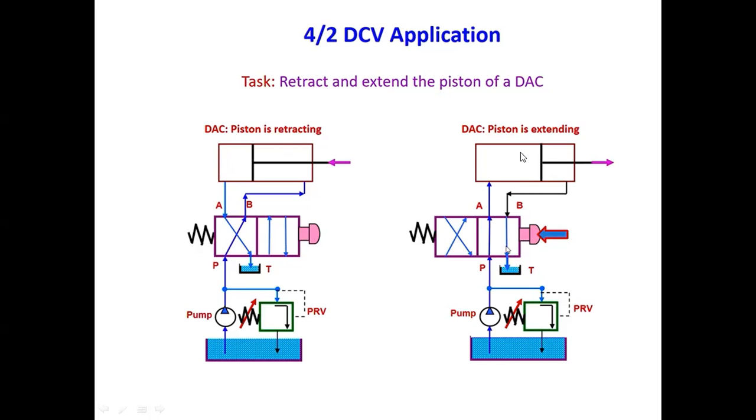Piston is extending. So oil goes to the piston side and the piston backside oil returns to the tank. So the piston extends. In this way, we have applied the 4/2 DCV, direction control valve. This is the pressure relief valve here.